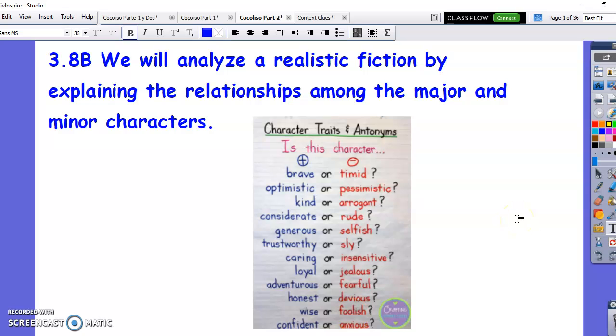Good morning, this is Mr. Lowry, and today's objective is 3.8b. We will analyze a realistic fiction by explaining the relationships among the major and minor characters.